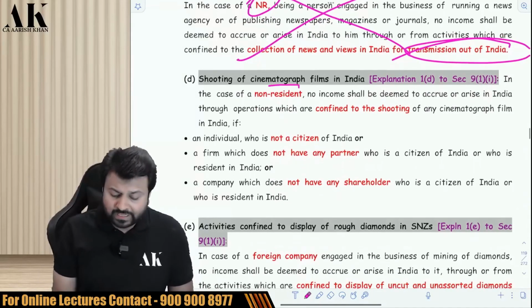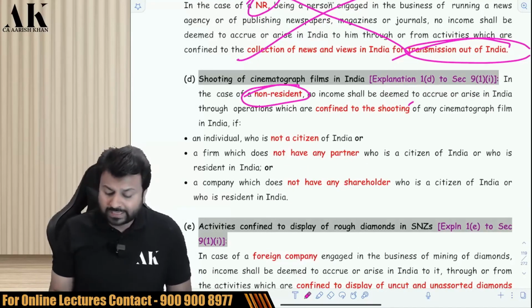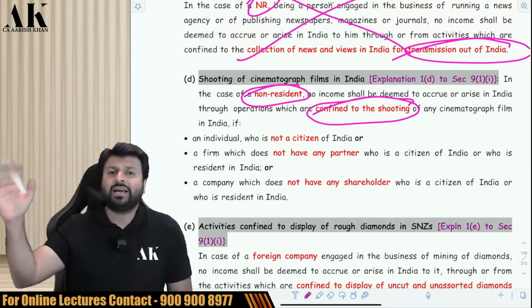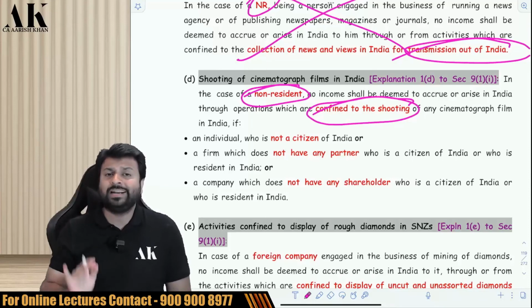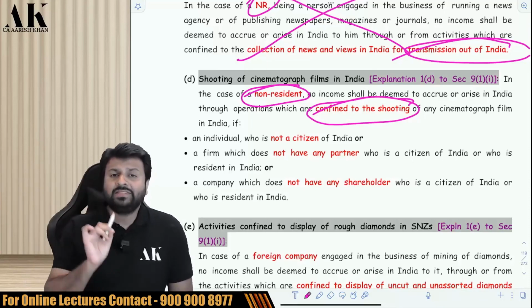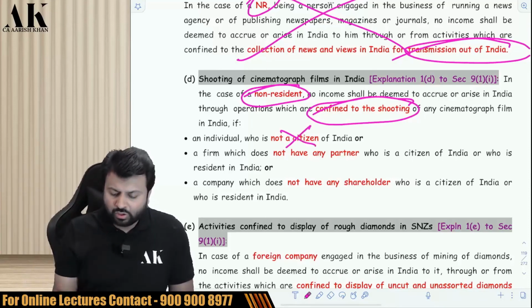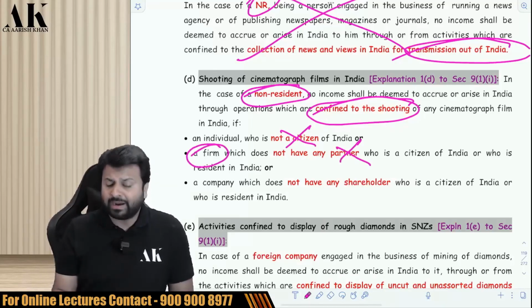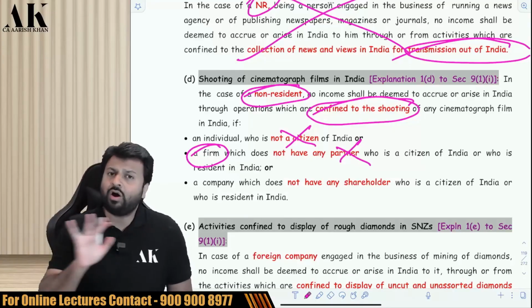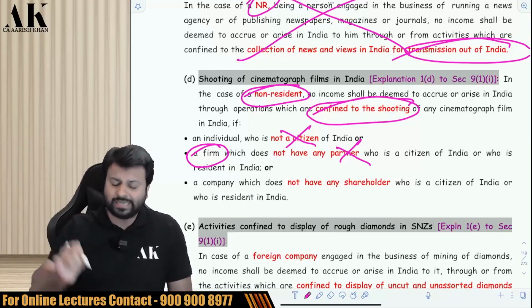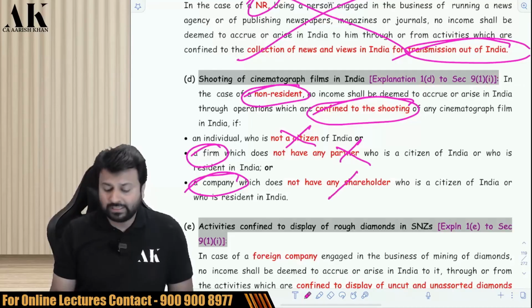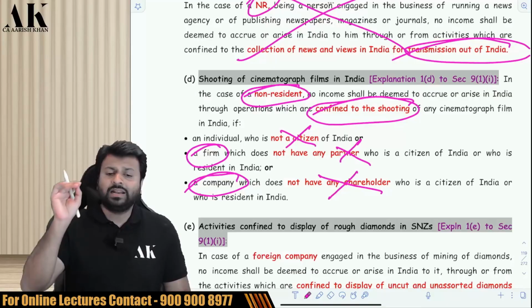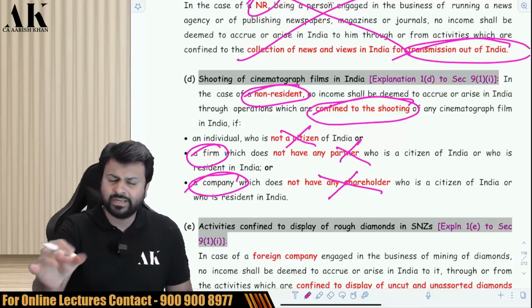Next, suppose there is a non-resident film producer who is coming to India for shooting of a cinematographic film, then the income of that film producer will not be deemed to accrue or arise in India, subject to some conditions. If that producer is an individual, he should not be a citizen of India. If that producer is a firm, none of the partners should be a citizen or resident of India. All partners should be non-citizens, non-residents. And if it is a company, then none of the shareholders should be resident in India or citizen of India. Check it please.